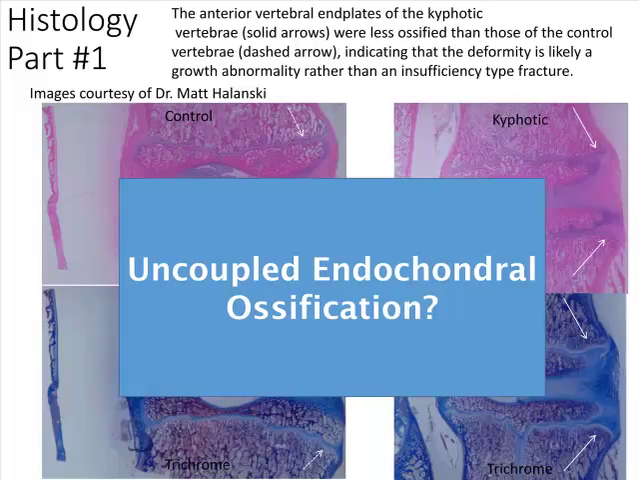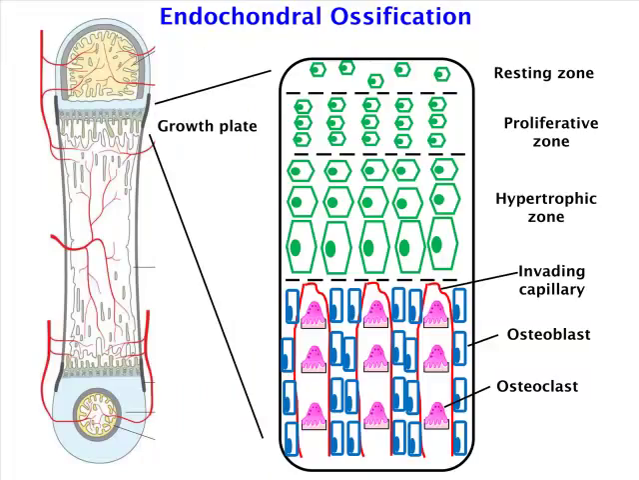So as we began to think about what could be occurring here, we think that this provides evidence of uncoupled endochondral ossification. Just to briefly go through endochondral ossification as a review: within the growth plate region here, there are different zones of chondrocytes, which are these green cells here, or cartilage cells. On top is a resting zone, then the proliferative zone where the cells begin to replicate and form these columnar organizations, which is extremely important in normal growth plate development and turnover.